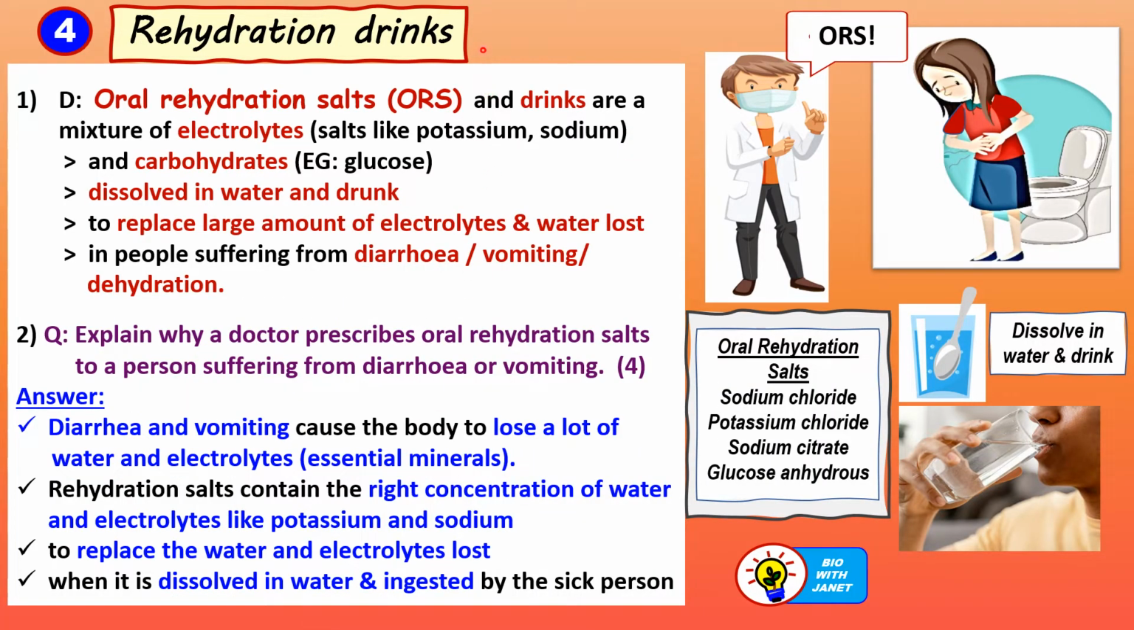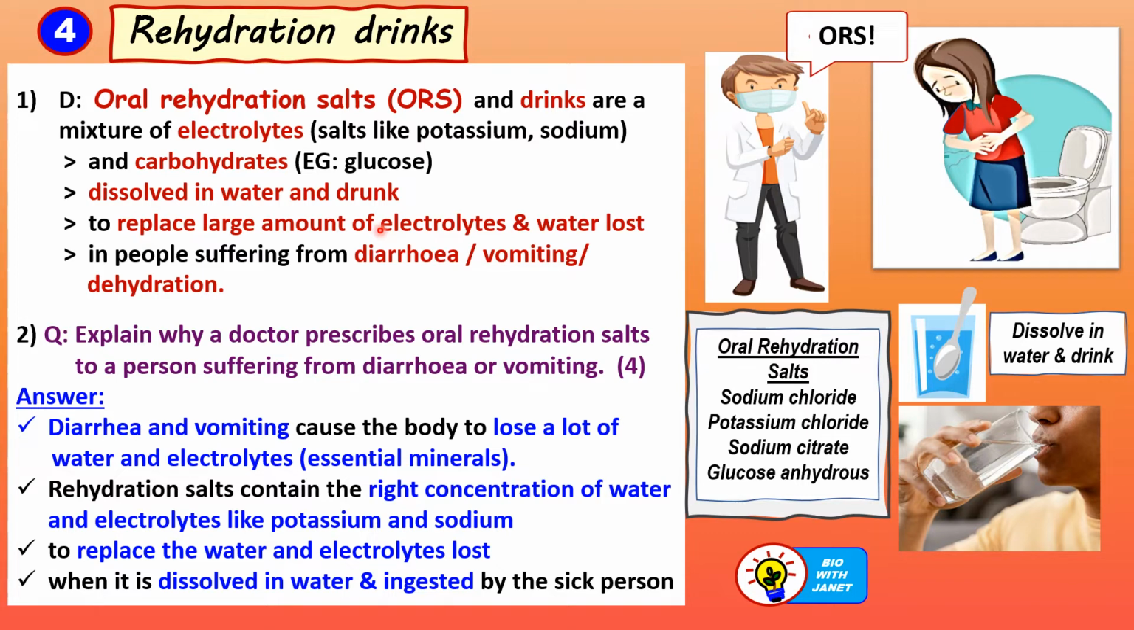Next are rehydration drinks, which are different from isotonic drinks. Rehydration drinks or oral rehydration salts, ORS is a short form for it. So oral rehydration salts contain a mixture of electrolytes, which are the salts like potassium and sodium and chloride, and carbohydrates like glucose. So these come in a packet form. Usually it comes as a powder, and you have to dissolve it in water, stir the water, and then drink the solution.